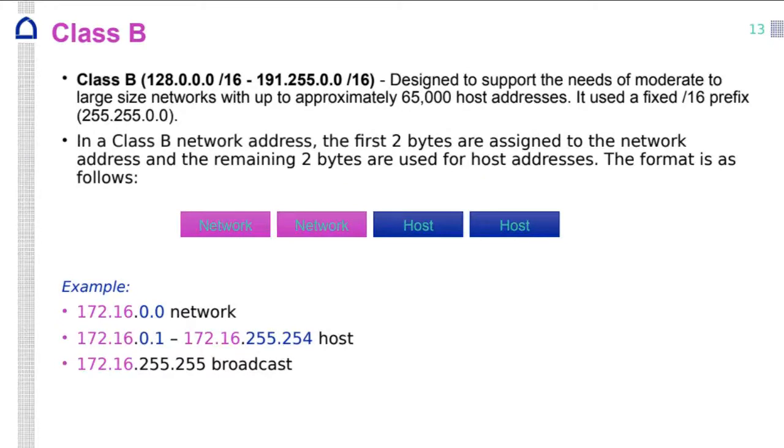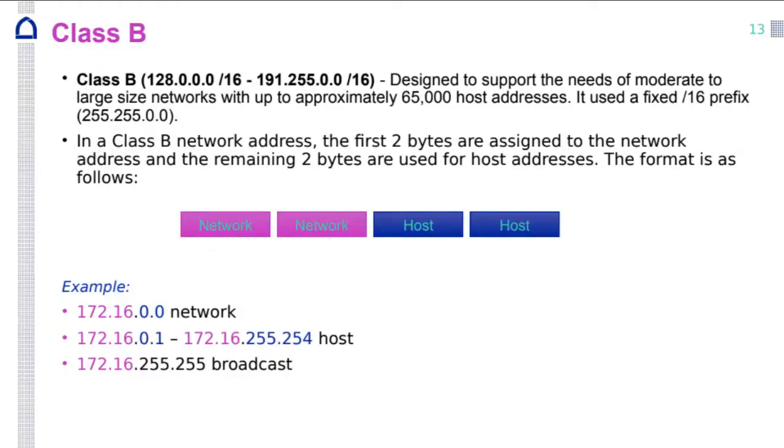Class B is 2 octets, 2 octets for the network, 2 octets for host. And this is the range for the hosts. Please remember that. And this is its broadcast, 255.255. How do we write class B? /16. Right away, when you see /16, this means it's a class B.